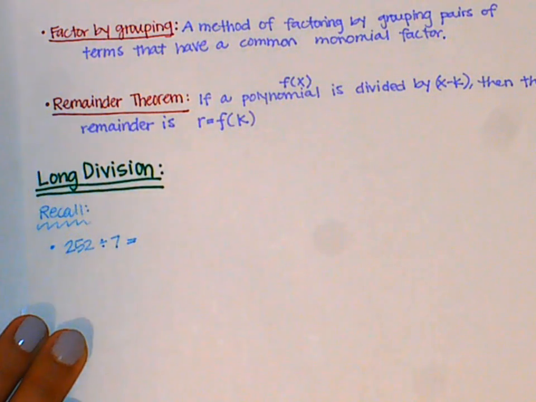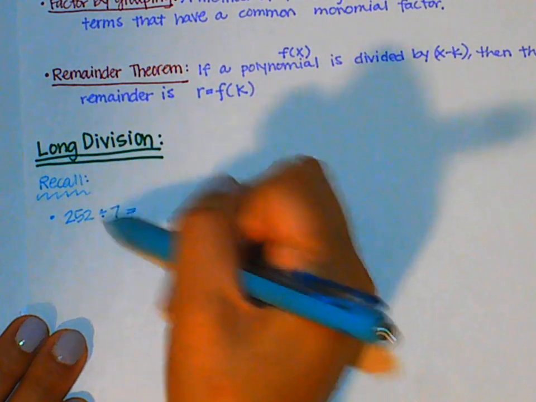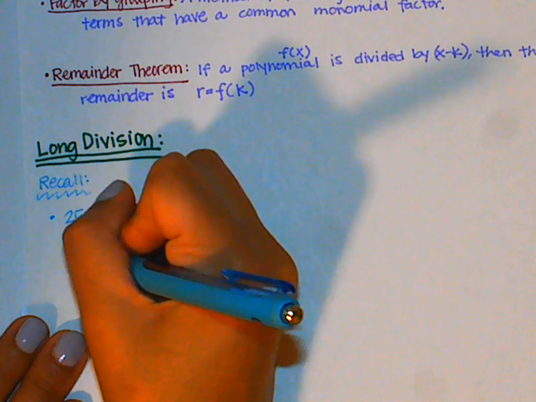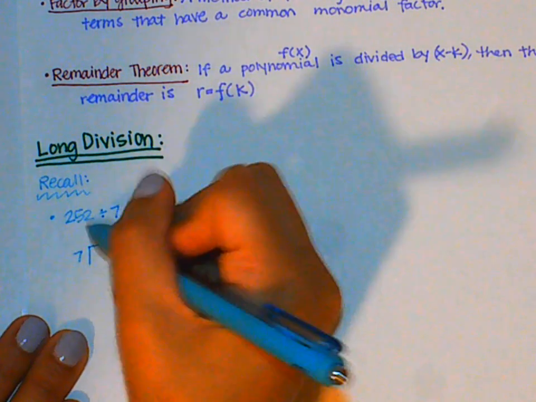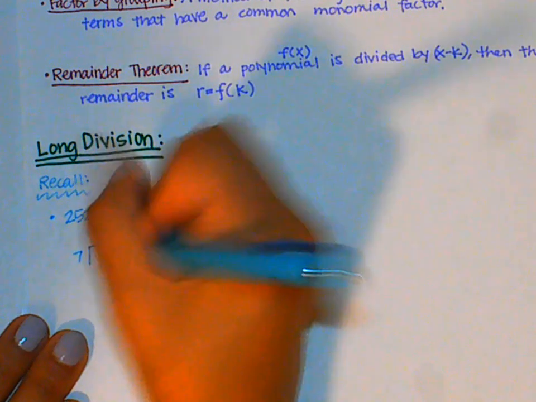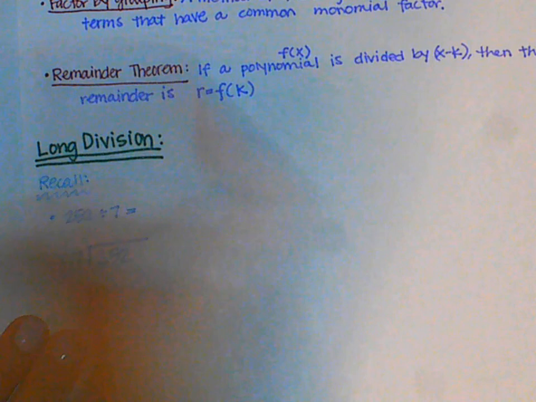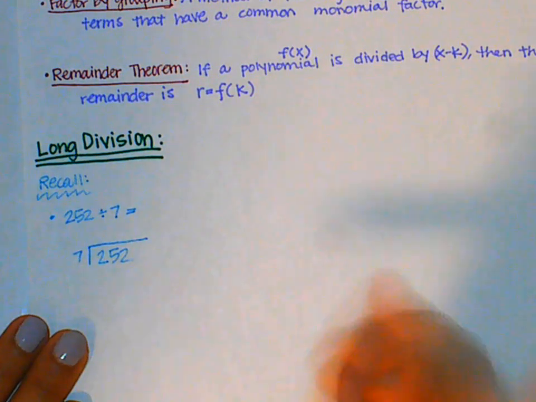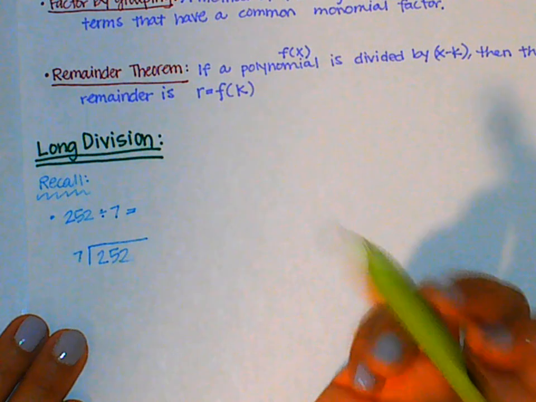And I want to solve this using long division. So I am going to take my divisor, which is the 7, and my dividend is 252. So I want to know how many times does 7 go into 252?